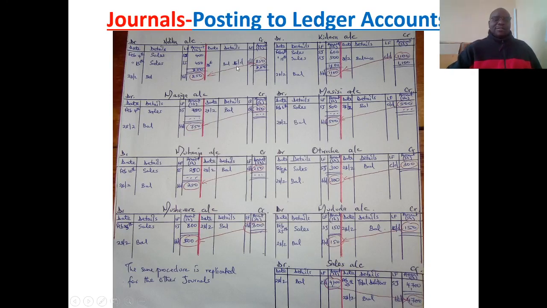Then we have those ledger accounts for the individuals as well as the sales account. Ndika, on 4th of February, bought goods worth 400, and on 15th, repeat buying goods worth 450. Totals 850. They'll be brought down as a debit balance because they are debtors, and debtors are assets that exhibit debit balances.